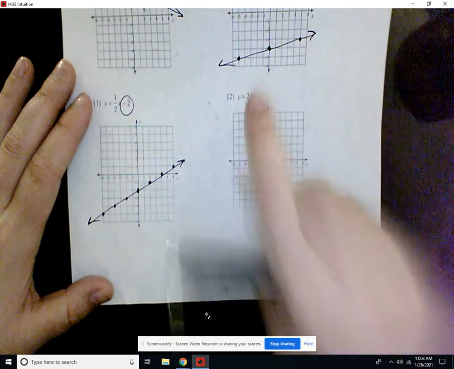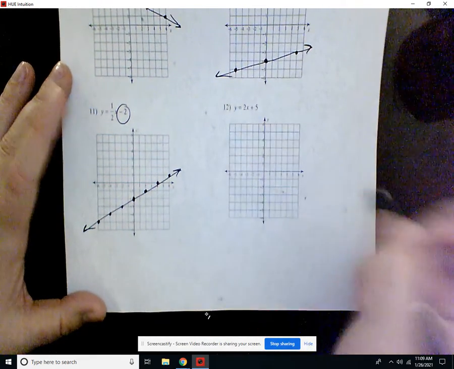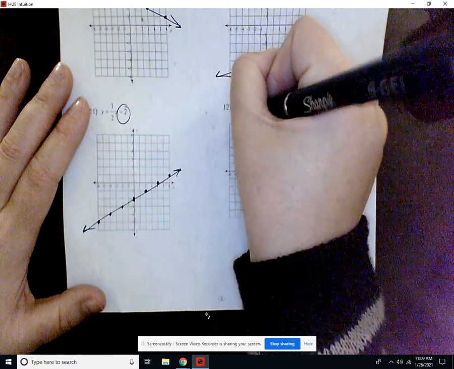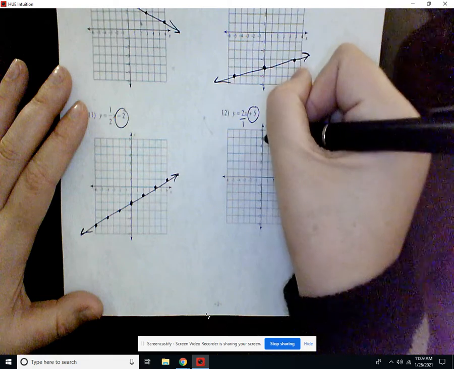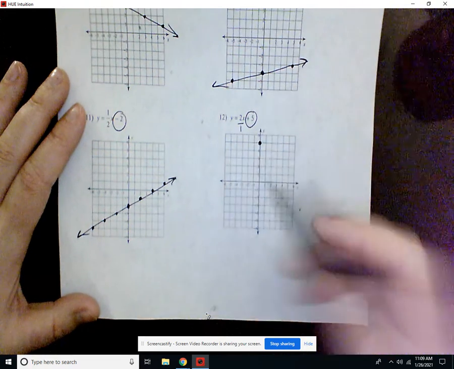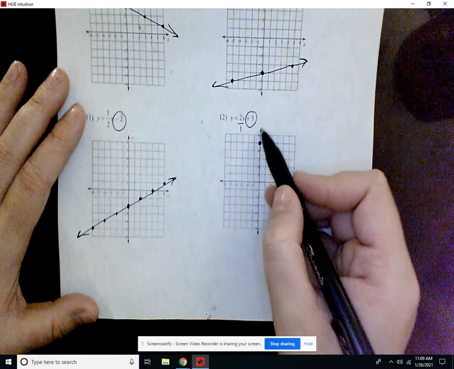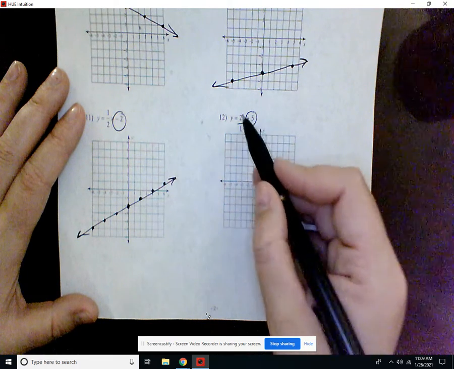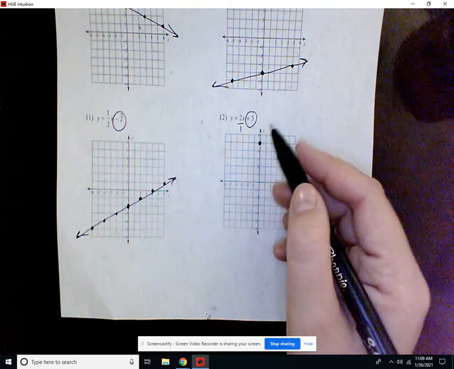All right, and then the last one is 2x plus 5. We have to make it a fraction. So again, we do that by adding 1. Plus 5 is where we start. So we're going to go up 2, and it's positive, so we're going to go to the right 1. But if we go up 2, we're off the graph.